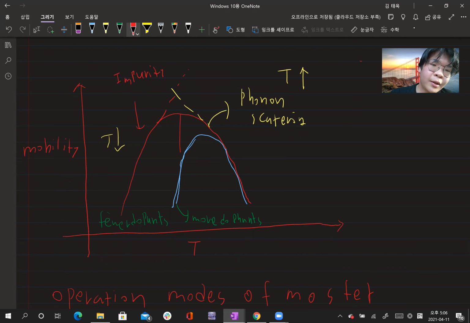Before the middle part of the chart, impurity scattering is mainly what makes it difficult for electrons to move, and after this, on the right side, as temperature goes up, phonon scattering gets dominant.